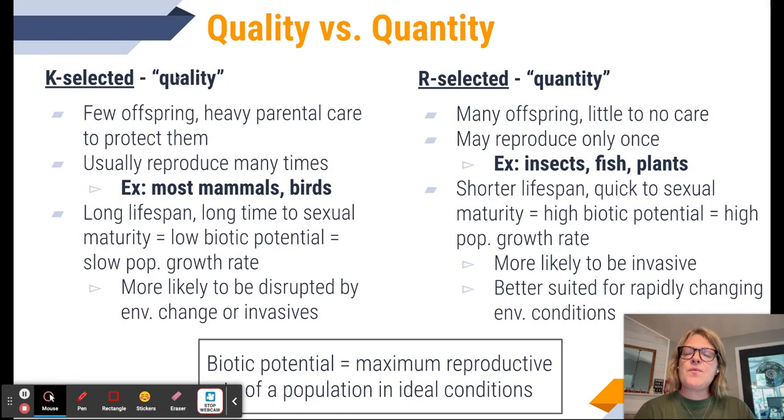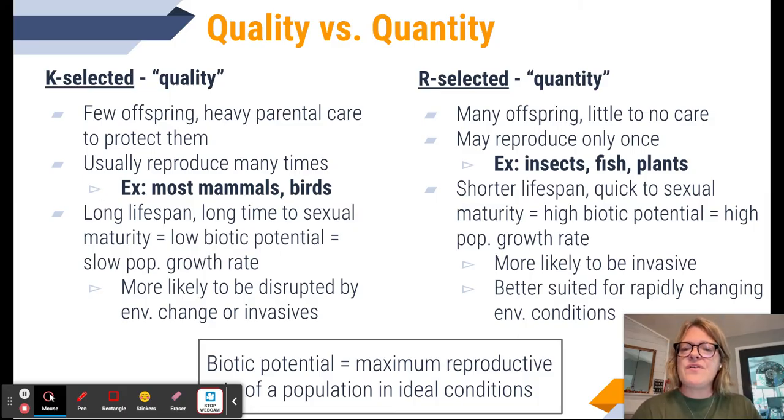Okay, so in this case, when we're talking about these reproductive strategies, we're talking about either K-selected species or R-selected species, and these two different types of strategies really come down to quality over quantity. And so K-selected species are organisms that have very few offspring. So when I think of that, I think of the elephant in the last picture. Elephants generally have maybe one singleton when they have a baby, or sometimes they'll have twins. It's more rare for that to happen.